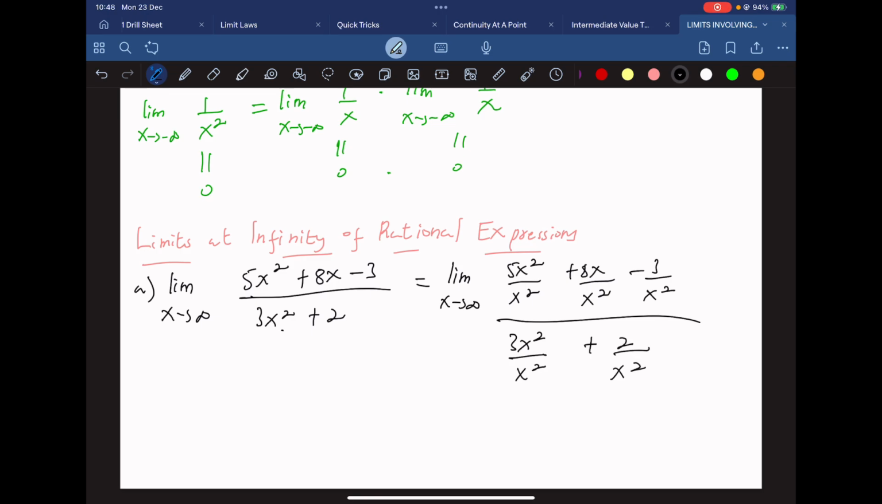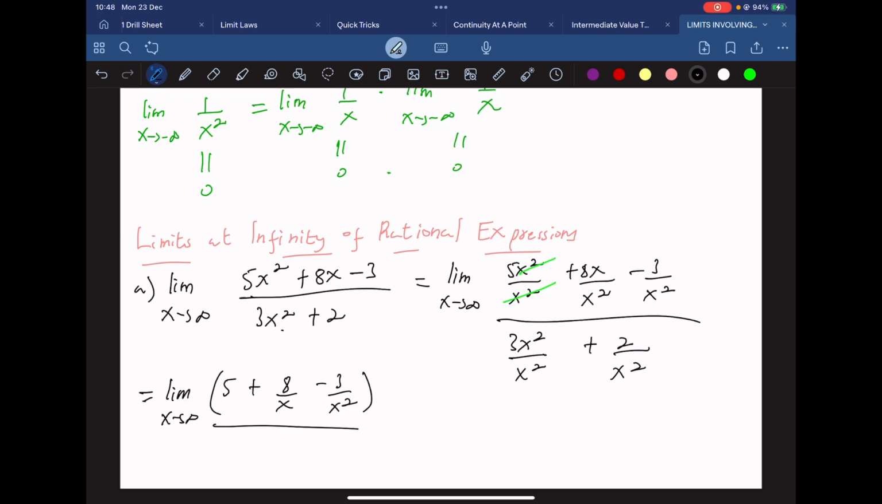So, for instance, if instead of x squared over here, we had x cubed, we would have divided each term by x cubed. I hope this is clear enough. So this simplifies to the limit as x approaches infinity. In this case, clearly x squared cancels x squared. So we have just 5 remaining. And if we do the same thing for the second term, we get 8 over x. For the third term, we have this.